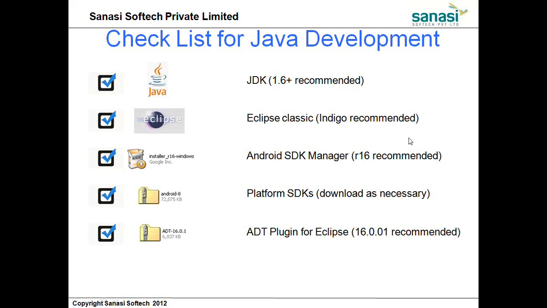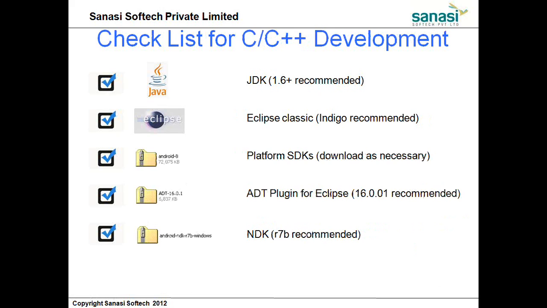Let's move on. Here's the checklist for C and C++ development. It is almost the same as the previous case. That is, you'll still need to have all the items which I mentioned for developing applications in Java, but additionally for C and C++ based application development, you will need to have what is called the Android NDK, and I would recommend a version of R7B. That is the only extra item in this checklist compared to the previous checklist. All right, so that's for native application development.